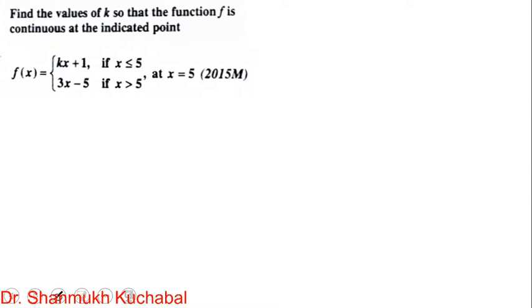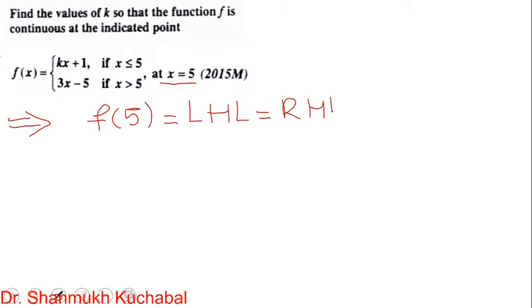The question is: find the value of k so that the function f is continuous at the indicated point. Means the function is continuous at x equal to 5. Therefore, the solution we write as f of 5 equal to LHL, the left hand limit, equal to RHL, the right hand limit.